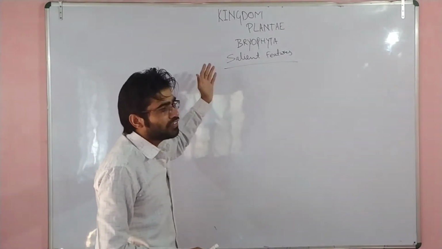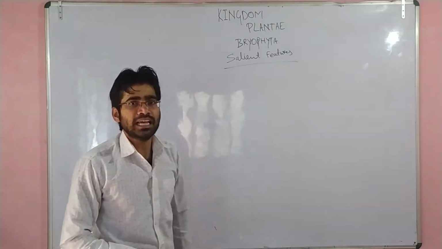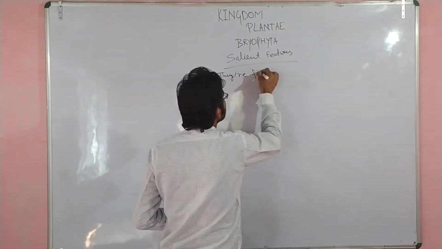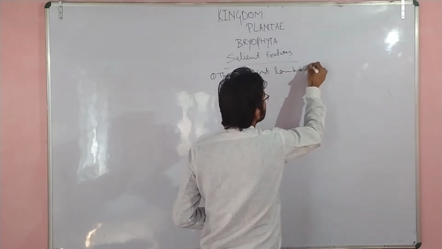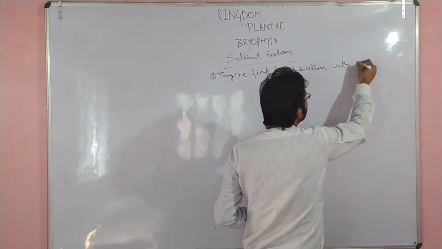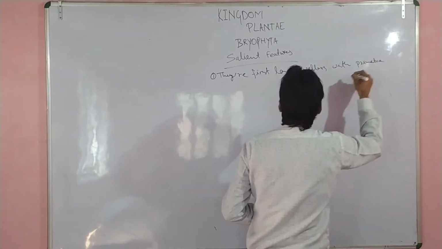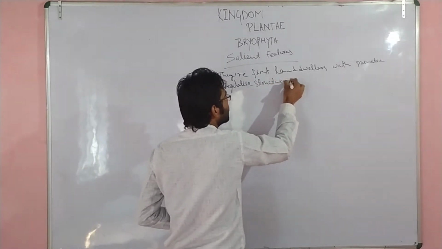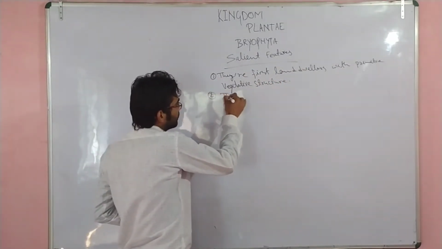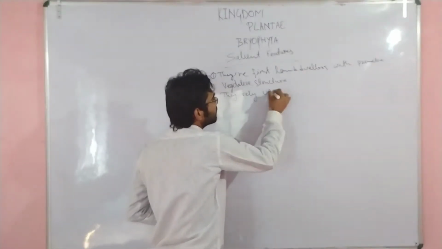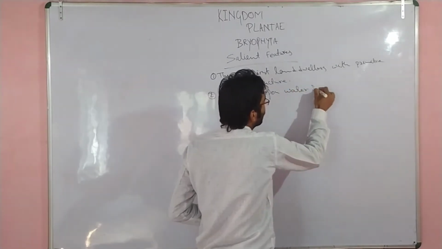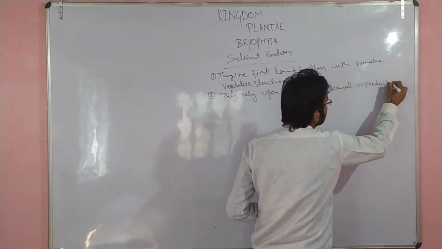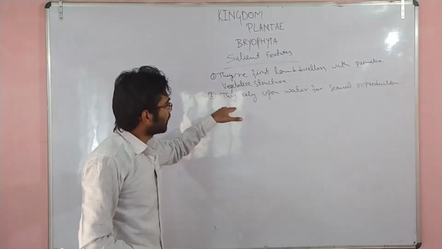So here the first salient feature is that they are first land dwellers, with primitive vegetative structure. They fully rely upon water for sexual reproduction. See, sexual reproduction.